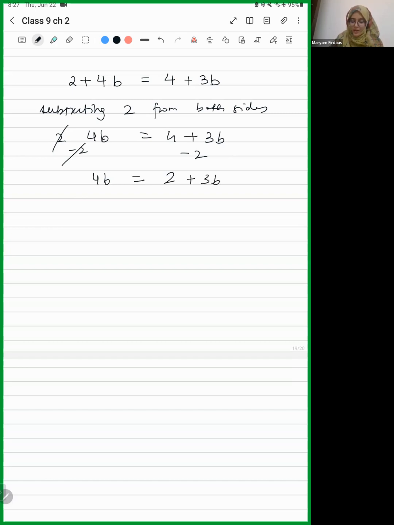Okay. Now we have to get rid of the 3b on this side. We have to take it to the other side. Because this is 4b, this is 3b. They are both of the same family. They are both friends. So they have to be together. So you take 3b to the other side. Or how can you take 3b to the other side? You can say subtracting 3b from both sides. Okay.